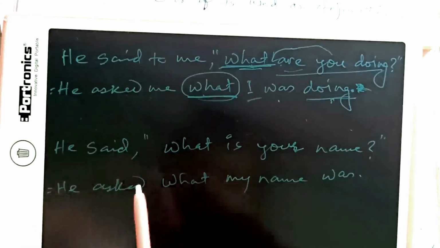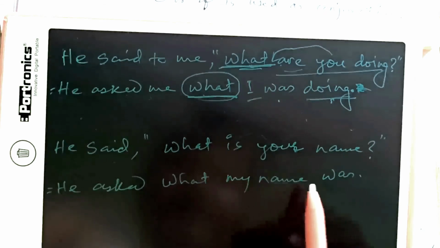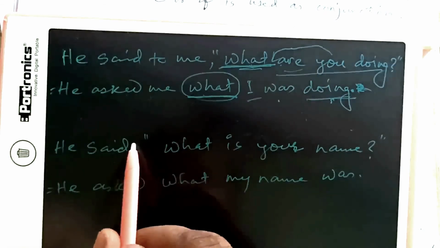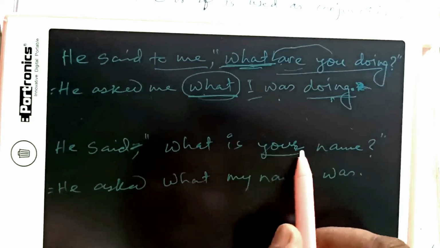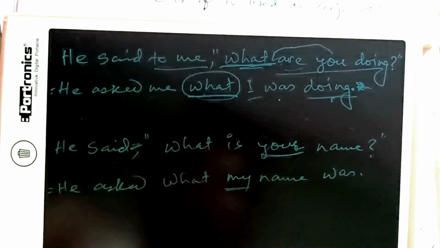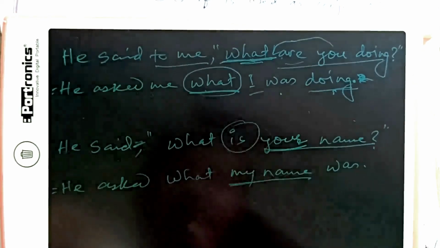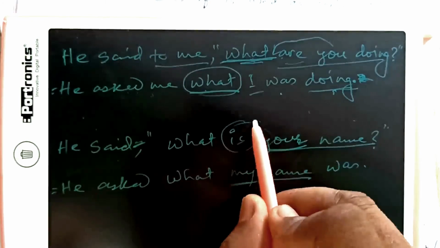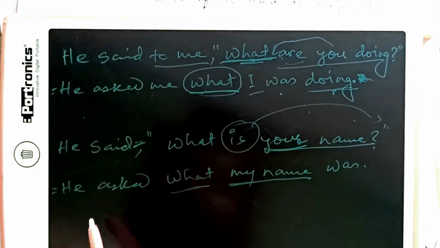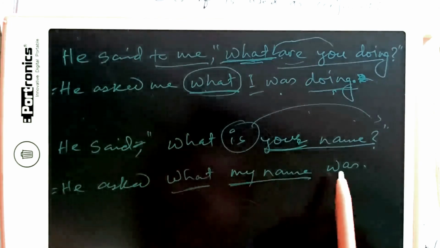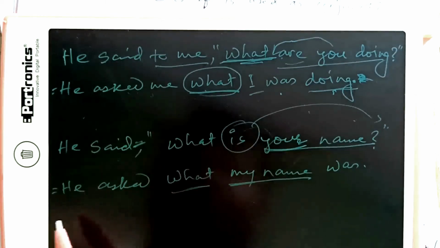Next sentence, he said, "What is your name?" He asked what my name was. Here, as nothing else is mentioned, we are going to use "my" instead of "your". So it is "your name", and we turn it to "my name". So "is", which is the verb, we shift to the end of the sentence. So: what my name was. You cannot say "he asked what was my name". This way it is wrong. So don't get it wrong, you have to be very careful.